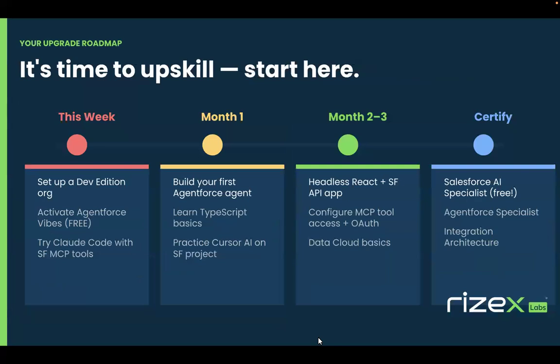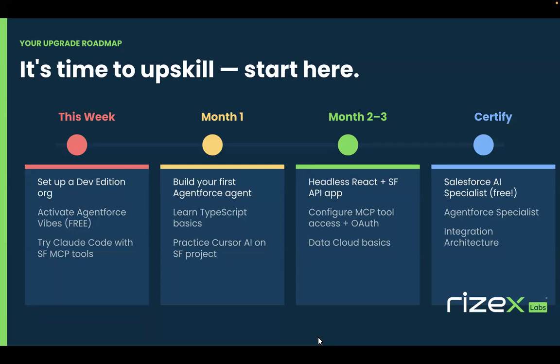Now, how can you start learning? This is the biggest question that people are confused about, because there are a lot of skills, and if you want to learn them in a single day, it is not possible. So what should you do from today? There is a simple roadmap, and I have divided the roadmap properly. This week, create a developer org, try Agentforce Vibes, and explore the code. These are the things you need to do on day one.